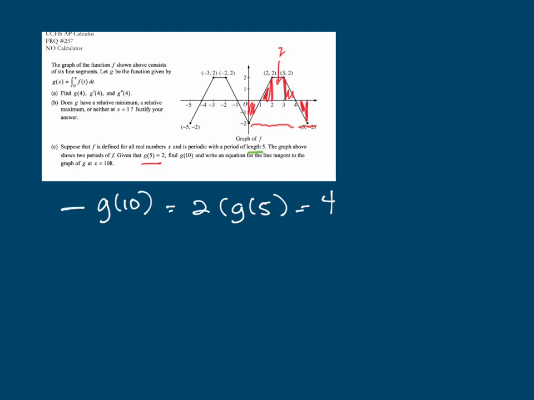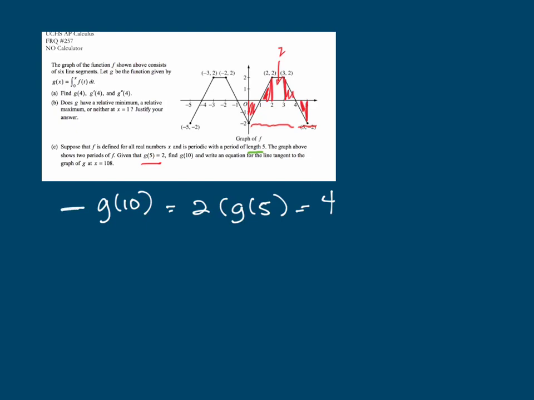Well, you have to go from 0 to 5, and so you have two negative triangles. And aren't these the same as these triangles? So you're just left with this piece here, which is 2. So that's where the g of 5 is 2. So we want g of 10. So wouldn't g of 10 equal 2 times g of 5, which is going to be equal to 4? So that's the first thing.